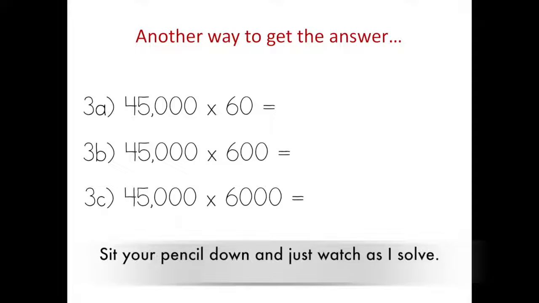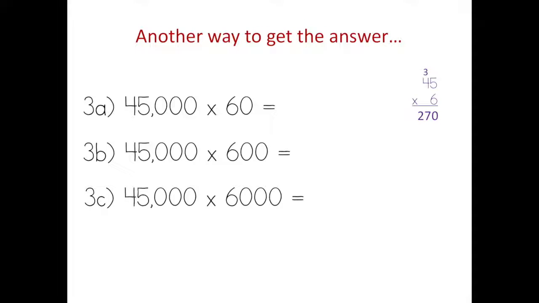Let's take a look at another way to get the answer that's a little bit more streamlined. Once again, you'd start by multiplying 45 times 6, which is 270, and we'd write that down. Next, we can take a look at the zeros. I have 1 zero in my second factor and 3 zeros in my first factor. Altogether, I have 4 zeros. I can add 4 zeros into my answer before adding the comma and reading it as 2,700,000.